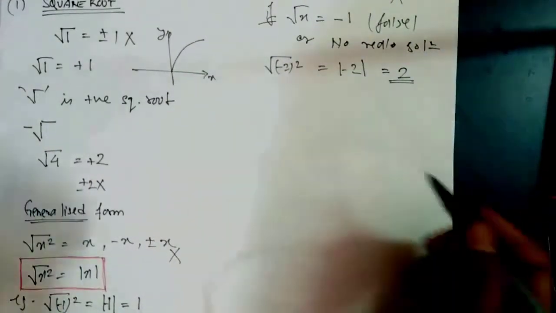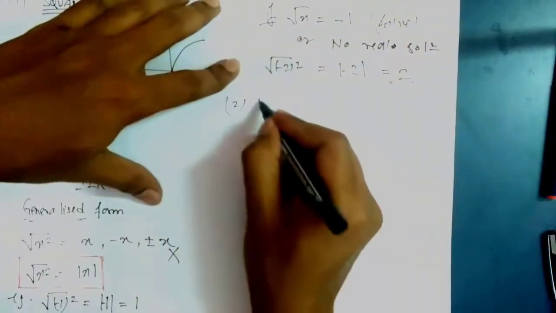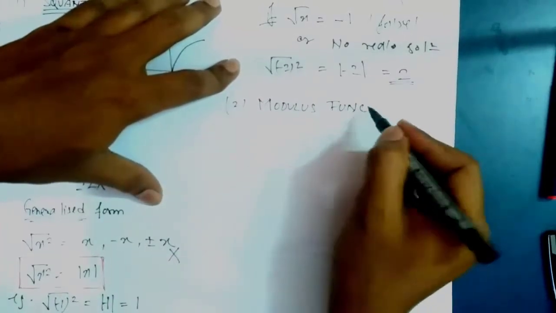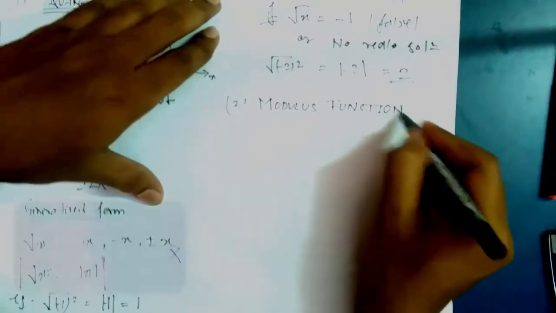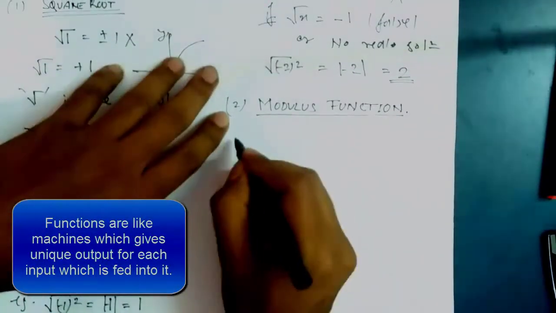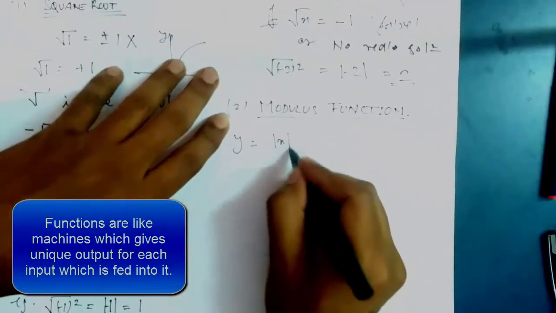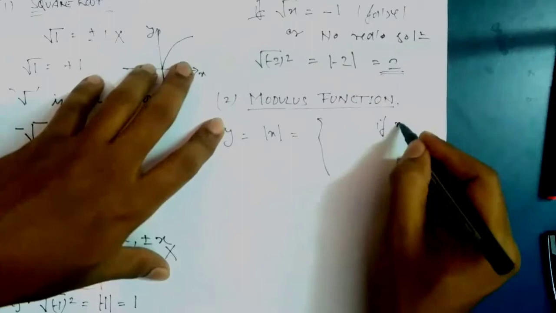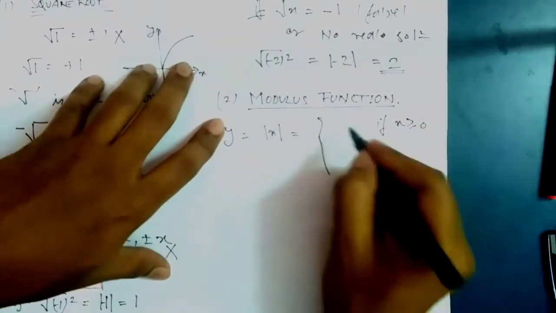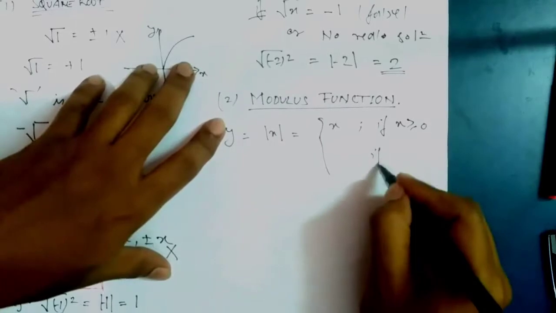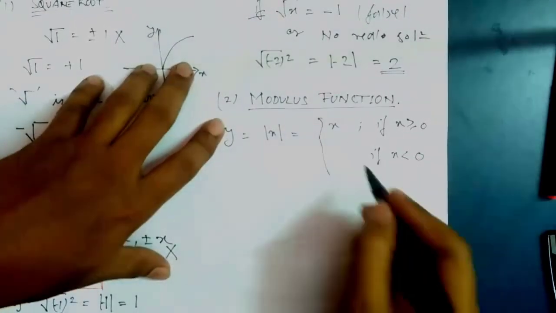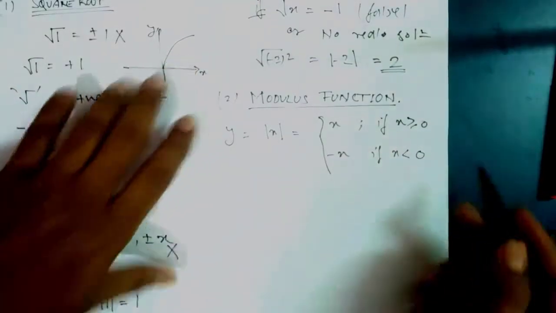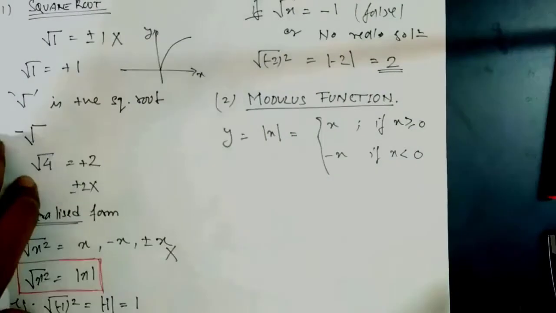So let's see now what the modulus function is. It's written like this: y is equal to mod of x, and the definition of mod of x is like this. If x is greater than 0, then the value of mod of x will be x, and if x is less than 0, then the value of mod of x will be minus x. This equal to sign you can put anywhere, either here or here, it doesn't matter, and 0 is included because mod of 0 is 0 only.